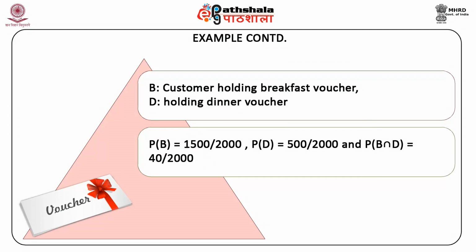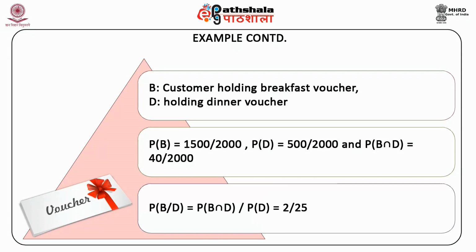Find the probability that a customer chosen at random holds a breakfast voucher given that the customer holds a dinner voucher. Solution. Let B be the event of customer holding breakfast vouchers and D be the event of holding dinner vouchers. Therefore, probability B is equal to 1500 upon 2000. Probability of D is equal to 500 upon 2000 and probability of B intersection D is equal to 40 upon 2000. Therefore, probability of customer holding breakfast voucher given that the customer holding a dinner voucher is probability of B slash D is equal to probability of B intersection D slash probability of D, which is equal to 40 upon 2000 upon 500 upon 2000, which is further equal to 2 upon 25.